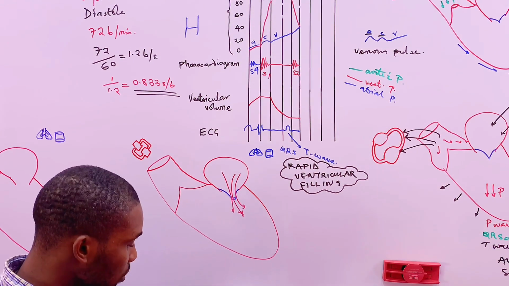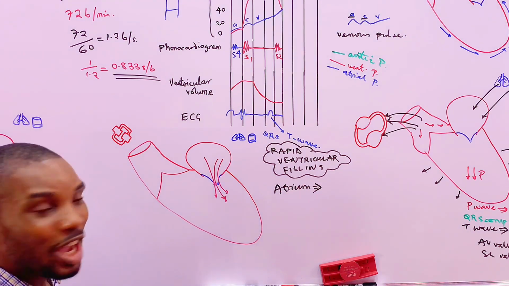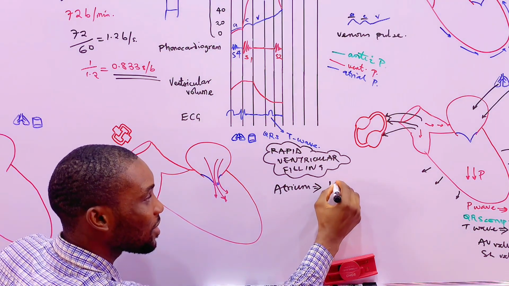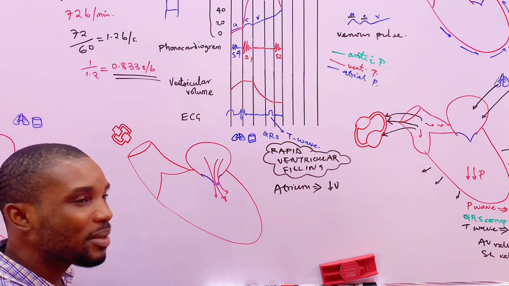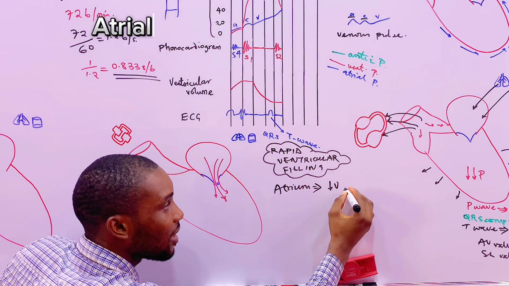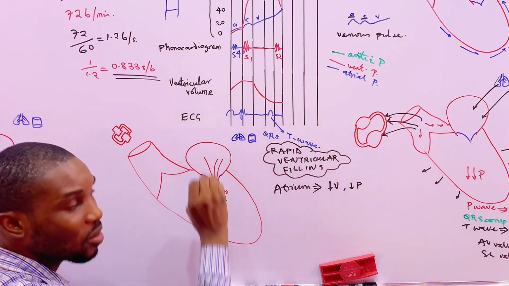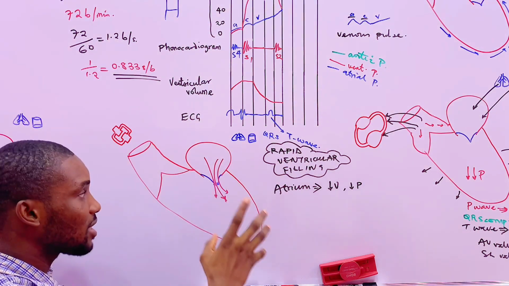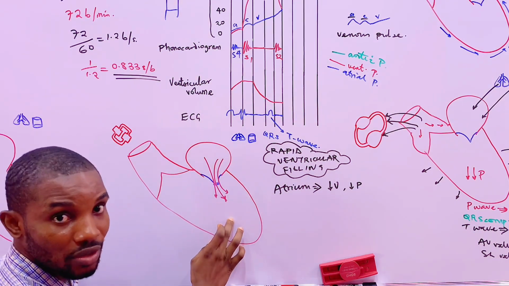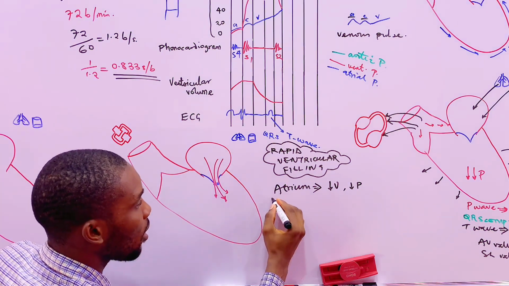So for the atrium, what happens? I'm sure you tell me that the volume is decreasing, right? Yeah. The volume in the atrium is decreasing. And then how about the pressure? Is the pressure increasing or decreasing? Decreasing, right? The pressure is also decreasing. Why? Remember that there's no contraction of the atrium. Instead, the valve just opens for blood to pour down because the ventricle is more dependent. Then for the ventricle, what happens?